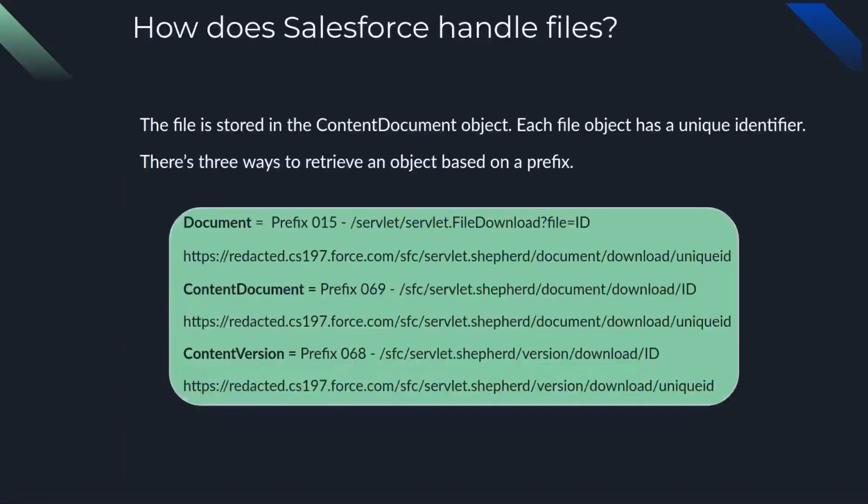Moving on to how does Salesforce handle files? A file is stored in the content document object. Each file object has a unique identifier once it's uploaded, and there are 3 endpoints that can be used to retrieve an object based on a prefix. The first endpoint is the document endpoint, second is content document, and third is content version. And all of these endpoints can be used to look up a file based on its unique identifier.